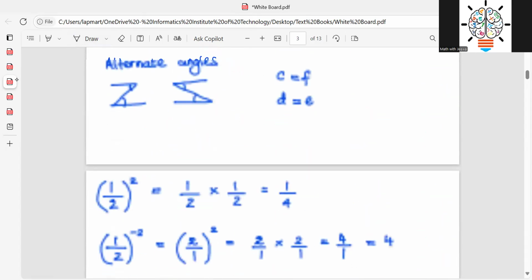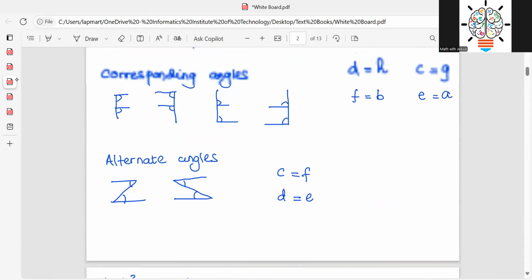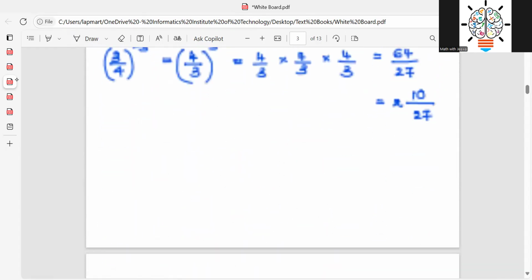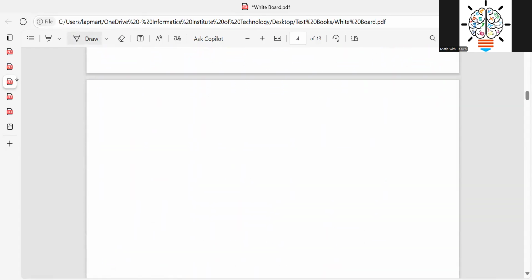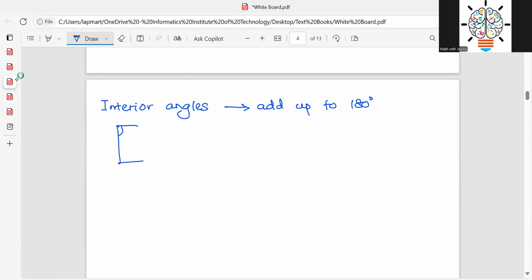So then the next type, I'm going to take the interior angles, right? It's like this. Interior angles are not equal, they add up to 180 degrees. So how are we going to have the interior angles? Something like this, or you have the line something like this.